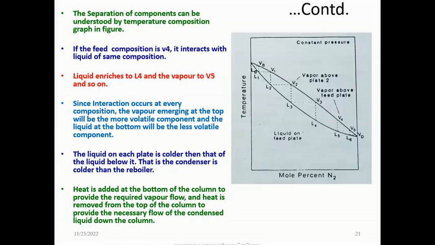So the liquid on each plate is colder than that of the liquid below it, and that is, the condenser is colder than the boiler. So heat has to be added at the bottom of the column to provide the required vapor flow, and heat is removed at the top of the column to provide the necessary flow of the condensed liquid down the column.